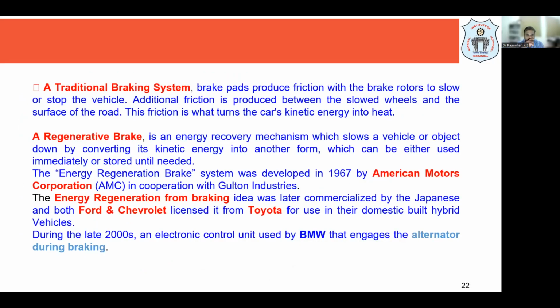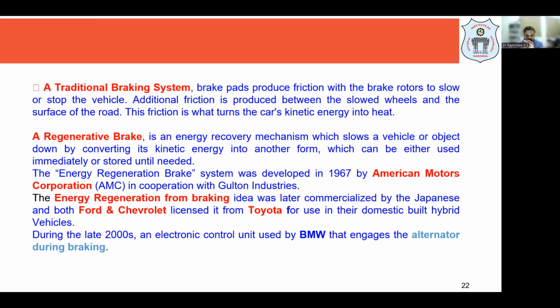In a traditional braking system, the brake pads produce friction with the brake rotors to slow or stop the vehicle. Additional friction is produced between the slowed wheels and the surface of the road. This friction is what turns the car's kinetic energy into heat, right? Whereas a regenerative brake is an energy recovery mechanism which slows down a vehicle or object by converting its kinetic energy into another form, which can be used immediately or stored until we need it.